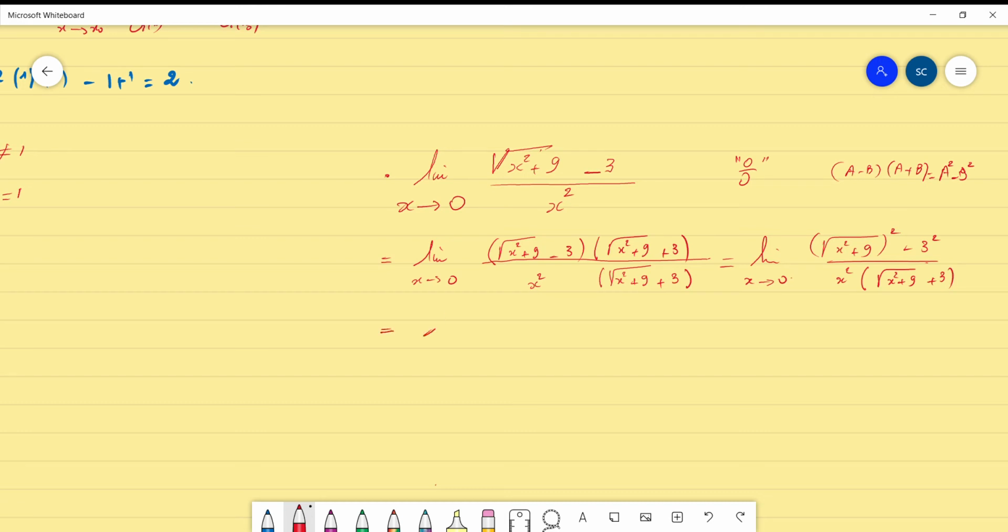Okay, so its limit as x approaches 0. The square root to power 2 will give me x² + 9 minus the 3 to power 2, which is 9, over x² times (√(x²+9) + 3). Let's continue. I see now that I can simplify the 9, and I have x² at the numerator and x² as a common factor in the denominator, so I can simplify it again, and my new function will be something like that. Now let's try to take the limit.